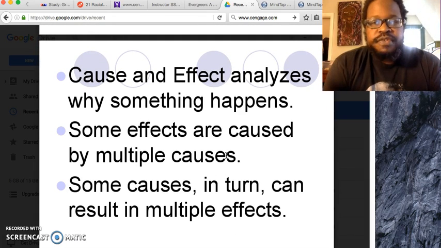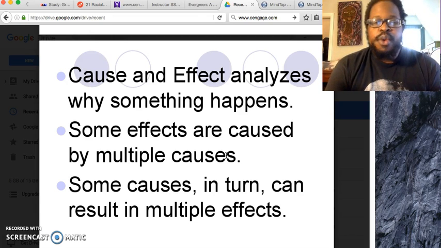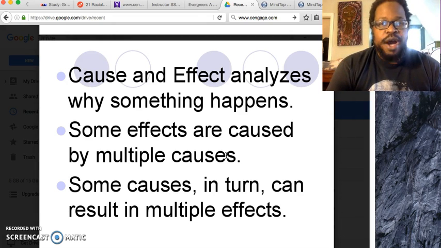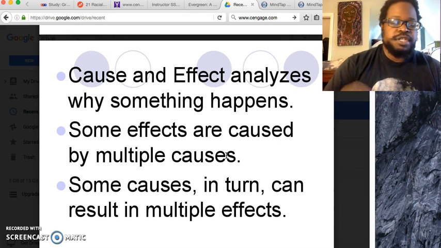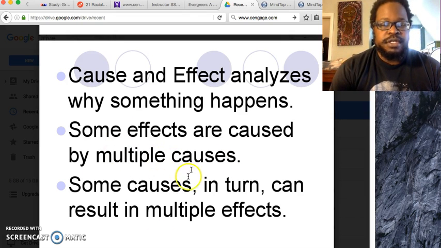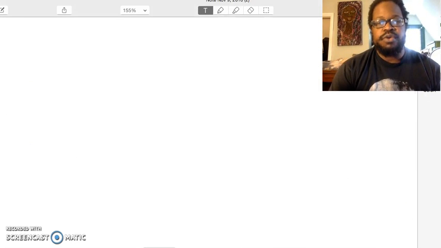Whenever we do cause and effect writing, we're always analyzing why something happens, right? And I want to draw just a little illustration for you just so we can make sure we're all on one accord with this.